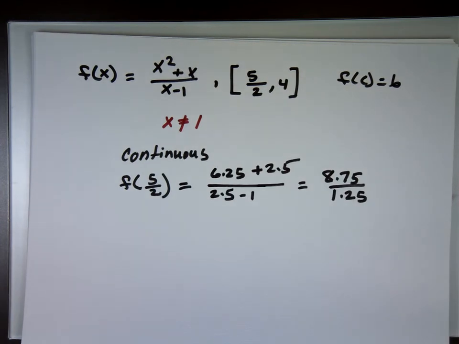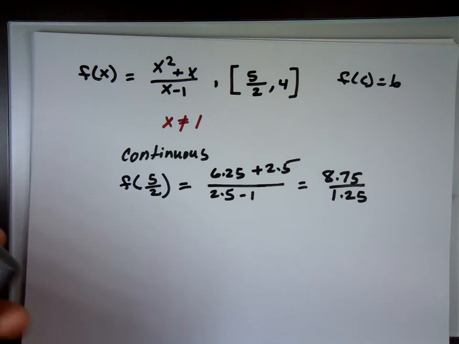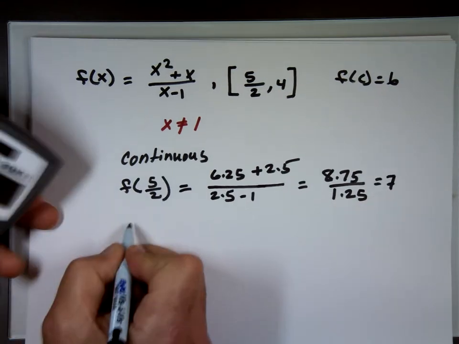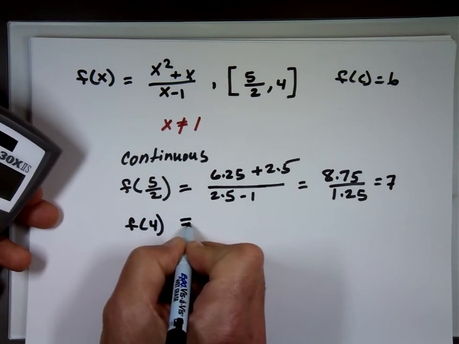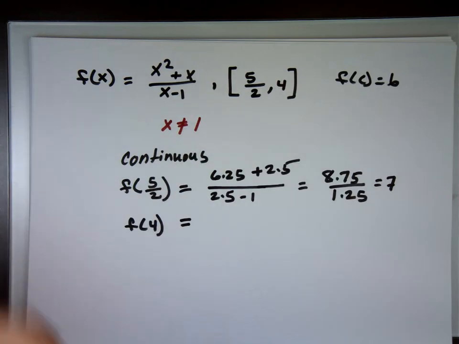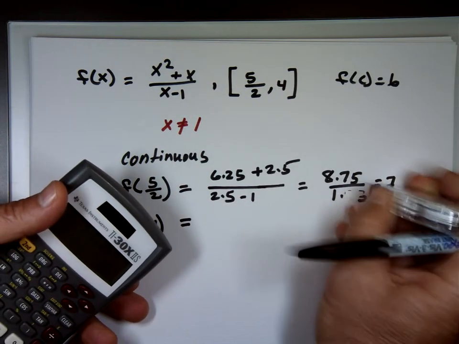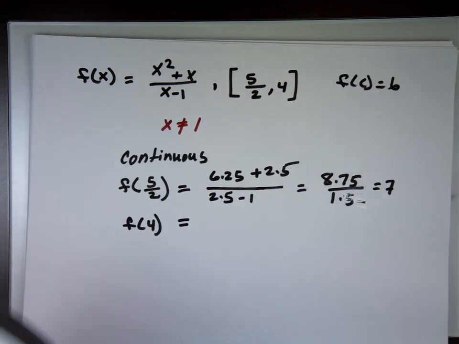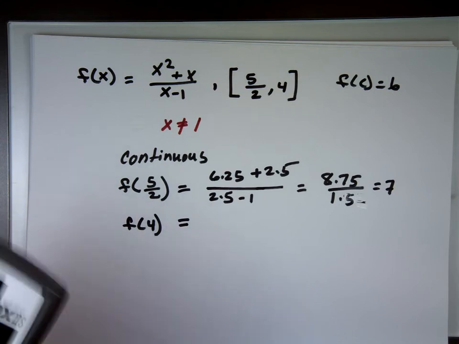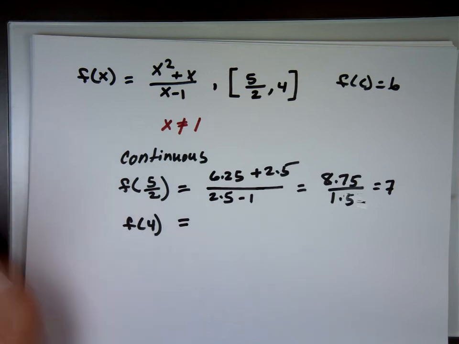Why am I putting pressure on myself? I have a calculator somewhere. 8.75 divided by 1.25 is 7. And what's the value of the function at 4? I think it's 1.5, not 1.25. I like the 2.5 better. It gives me a whole number. See, calculators are good. 8.75 divided by 1.5 is 5.83.